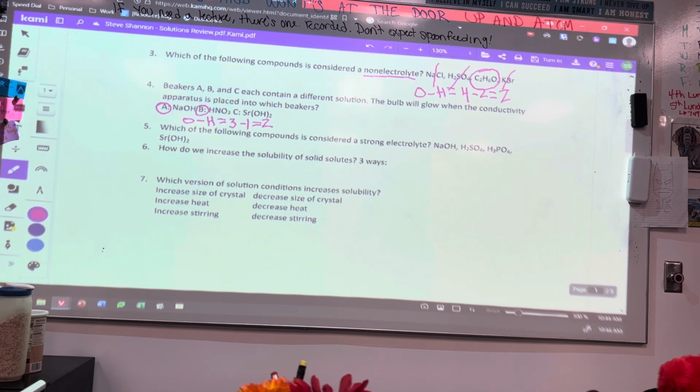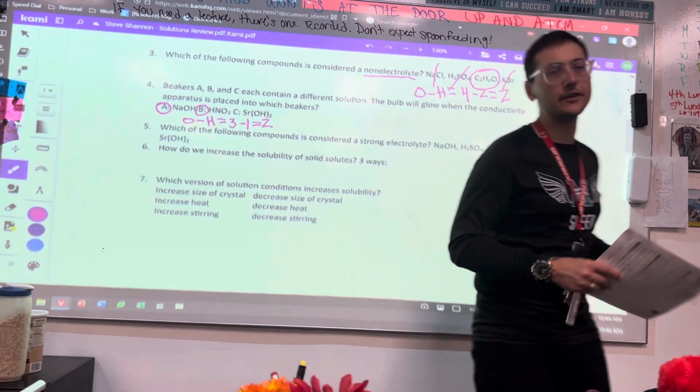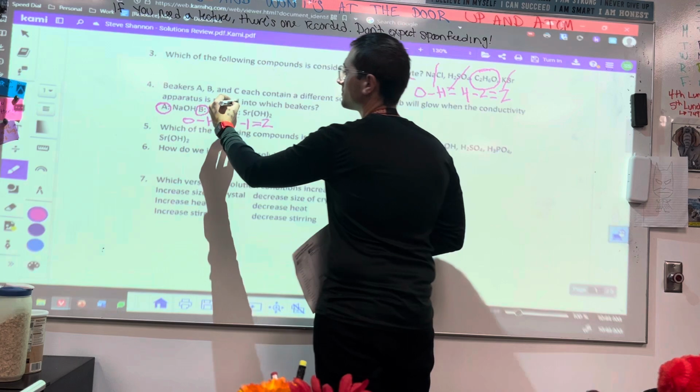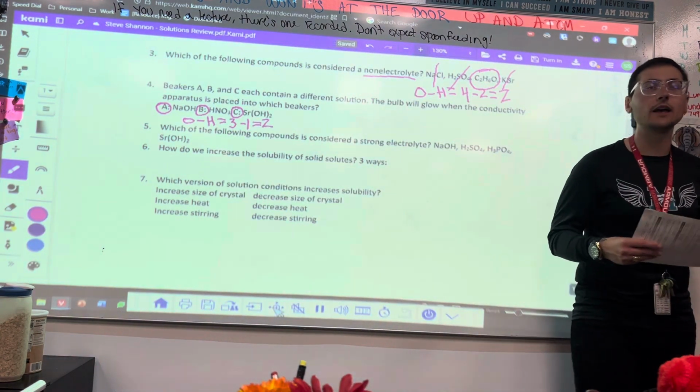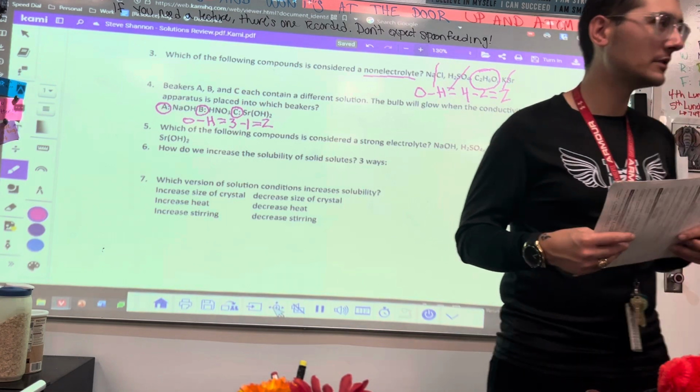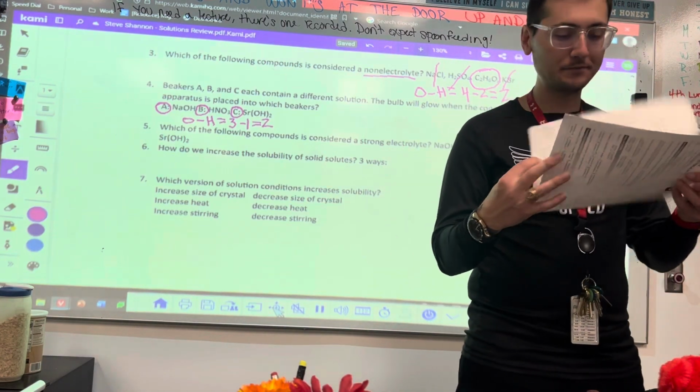Yes. So strontium hydroxide is another one that's tricky. That's why I put it up. Strontium hydroxide also is a strong base. It is a strong base.